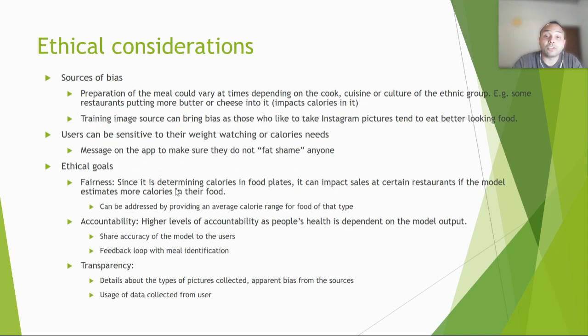On an ethical consideration, there will definitely be sources of bias. The people who are taking Instagram pictures, uploading into the internet, they're mostly taking pictures of food that look good. But this model should be able to predict calories for any type of food. So there could be potentially a bias there. And at the same time, sometimes the preparation of the food itself could add some certain calories. So that's something that I have to call out to the users as well, that this would potentially lead to some biases into the system.